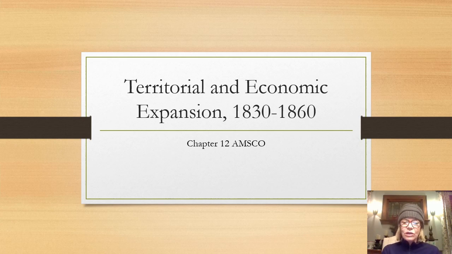This is 1830 to 1860, and it has to do with territorial and economic expansion as the United States spans from sea to shining sea. So they expand the territory all the way from the East Coast to the Pacific Ocean through negotiations, through wars, through treaties, all sorts of things, and just squatting, living there.